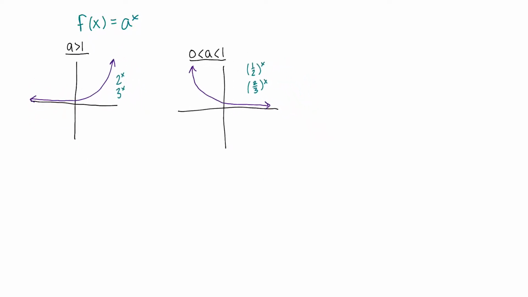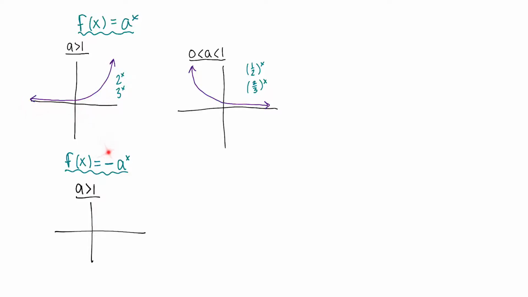Move this, shrink this a little bit. The beauty of being on an iPad. Let's talk about what happens when instead we have f of x equals negative a to the x. So same situation, a greater than 1. Let's put a little squiggly there for good measure. Reflecting this guy over the x-axis, he reflects down like this.